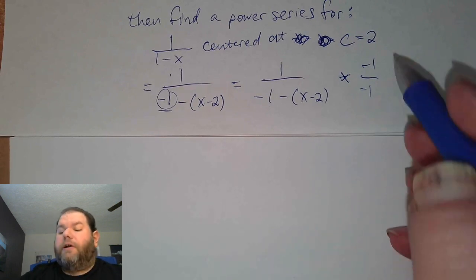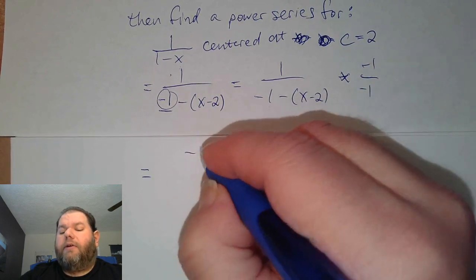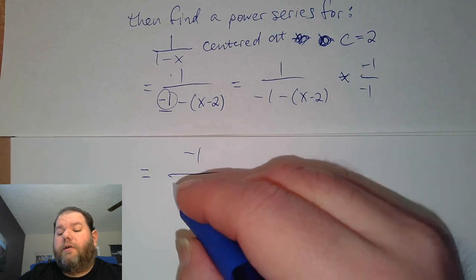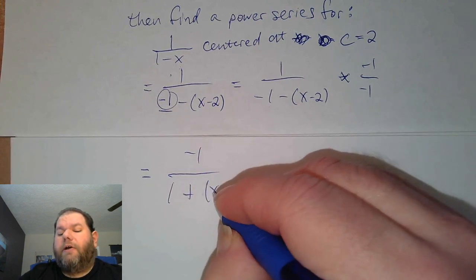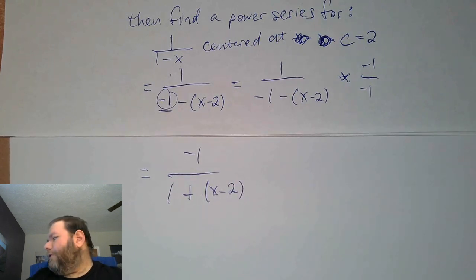So we multiply by negative 1 over negative 1, so we get negative 1, and that'll change both of these negatives to a positive, so 1 plus x minus 2.